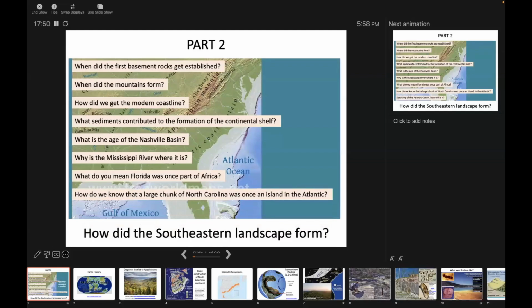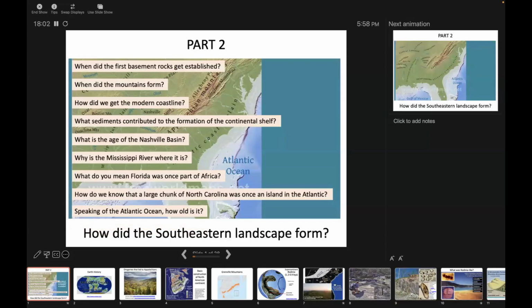And how do we know that a large chunk of central North Carolina was once an island in the Atlantic Ocean? Well, hold your horses. We're going to get to all that. And speaking of the Atlantic Ocean, how old is it? And what was its role in things like the Gulf Stream? Why is that important to us here?